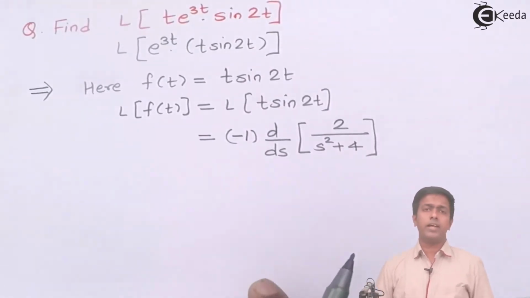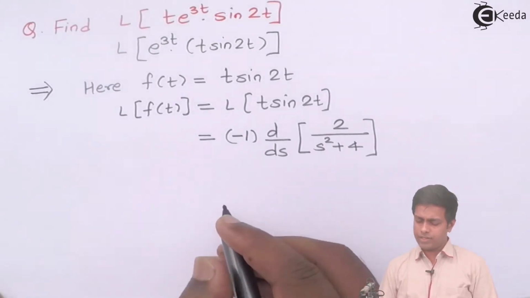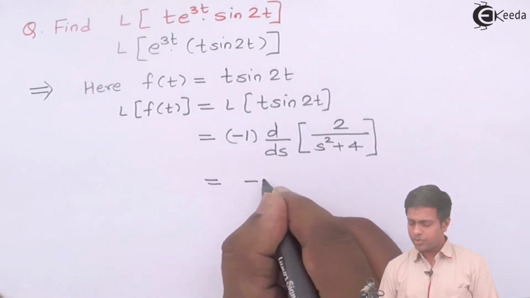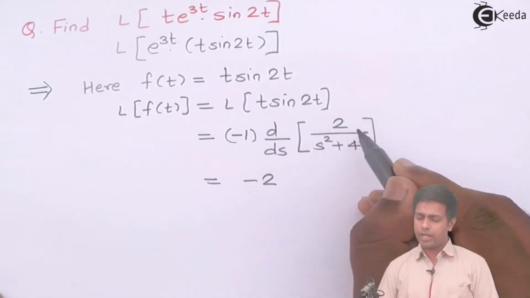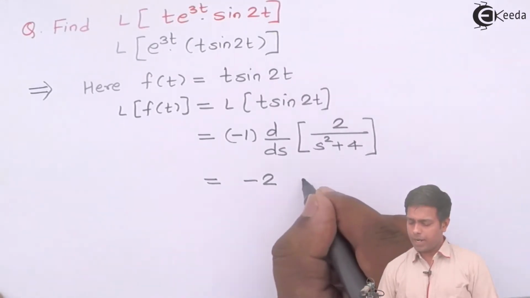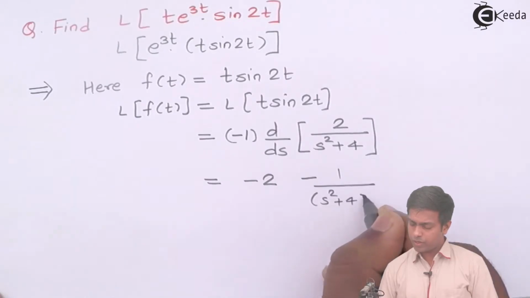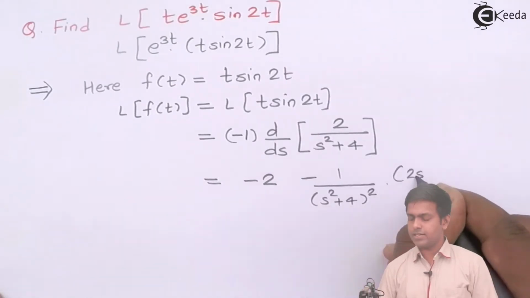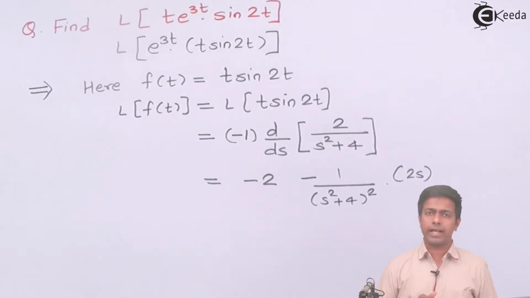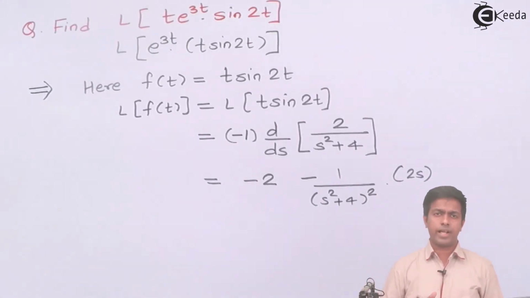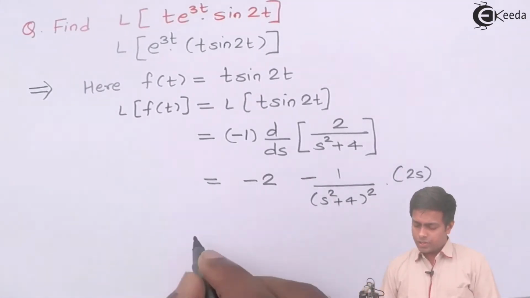So here I have applied the multiplication by t property. Now let's find the derivative of this, which is minus 2, because 2 is an outside constant, and the derivative of 1 upon s square plus 4 is minus 1 upon s square plus 4 the whole square into 2s. So guys, here I've used the formula of the derivative of 1 upon x, which is minus 1 upon x square.